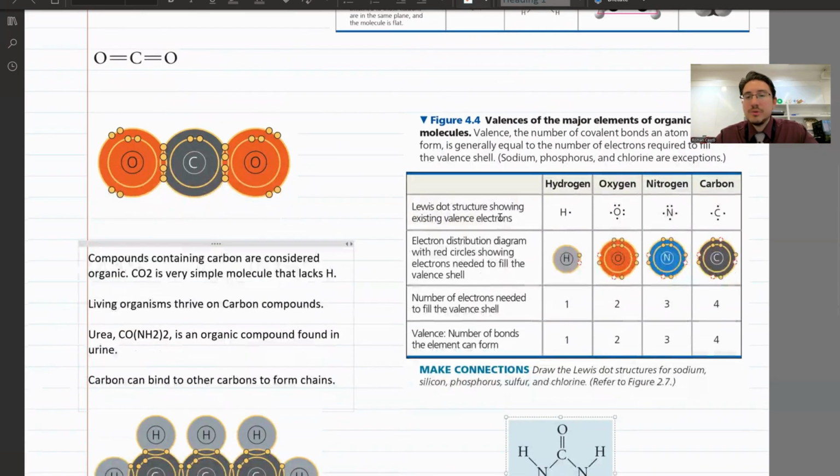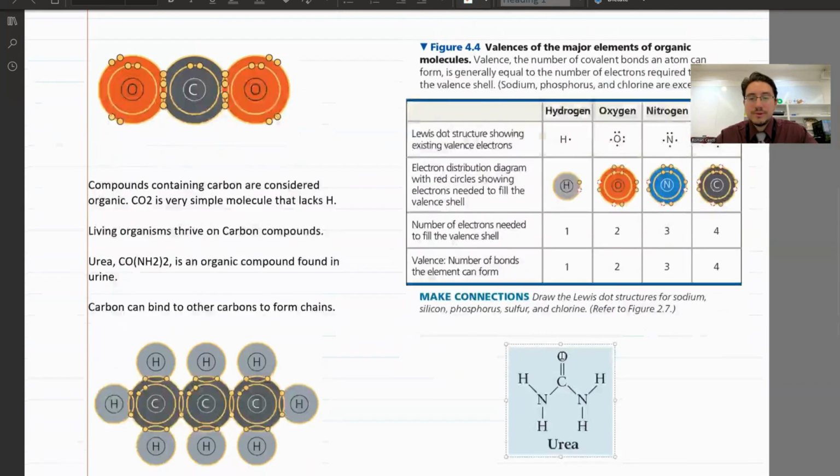And again, this is just a review of different relevant atoms that bind to carbon: nitrogen here, oxygen and hydrogen, each with their ability to form several bonds, right? Number of bonds that the elements can form: four, having the highest potential, if I can say, three for nitrogen, two for oxygen, one for hydrogen.